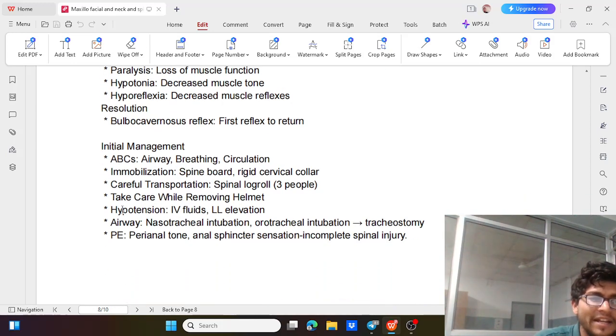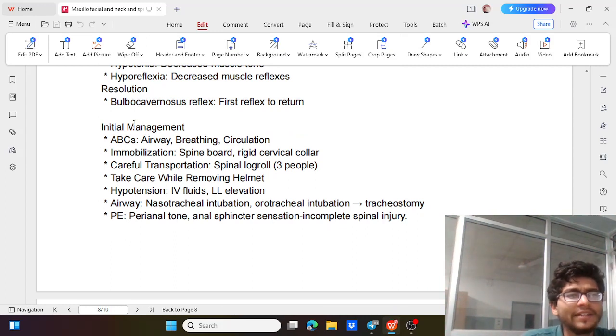Then coming to initial management, how do we manage? Again, it is the same. If there is any bleeding, we'll stop that. After that, we'll go for airway, breathing and circulation that we have discussed already. Then the next 3 concepts are very important when considering neck and spine injuries. That is immobilization, and that will be done by a hard board, that is a spine board, and a rigid cervical collar, that is the Philadelphia collar, which will be protecting the neck.